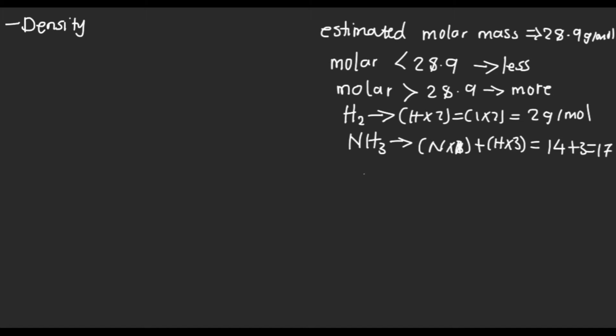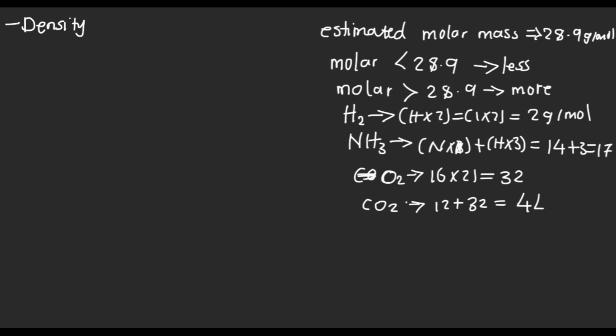Then what else? Let's look at oxygen, the molecule. It's 16 multiplied by 2, giving us 32. So oxygen is slightly denser than air. What of CO2, carbon dioxide? Carbon is 12, plus 32 for the oxygen atoms, giving us 44. So this is denser than air. Then what of Cl2, chlorine? This one gives us 35.5 times 2, giving us 71.